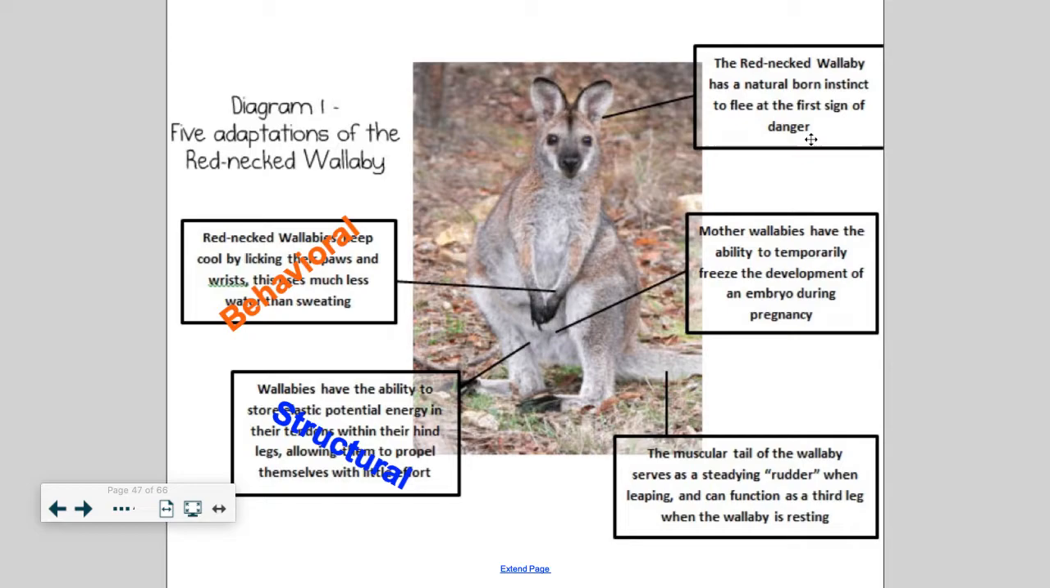Yeah, exactly. Like, oops, I thought I clicked on behavioral. Okay. Yeah, so this is functional. I mean, how cool is that? You can just pause the development of your child because conditions are not right.